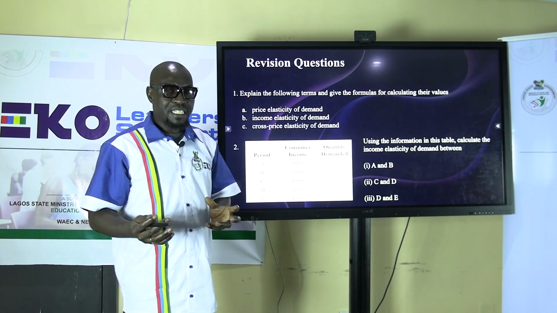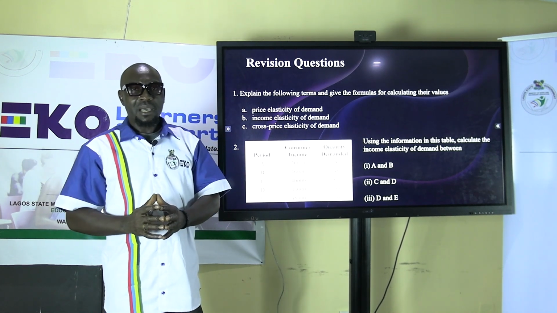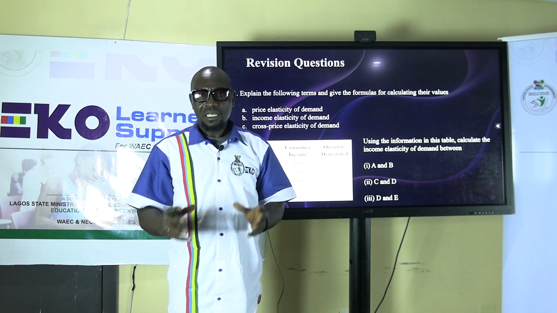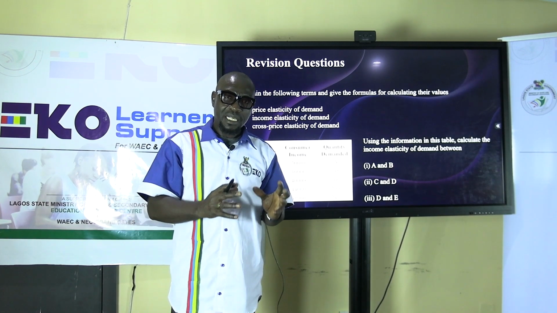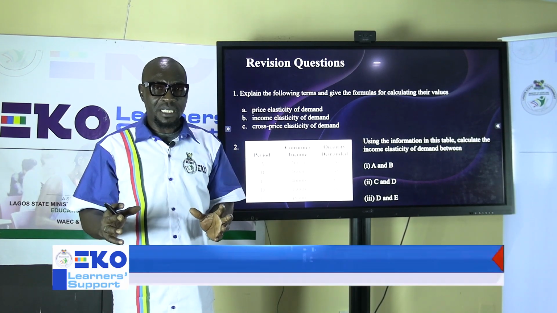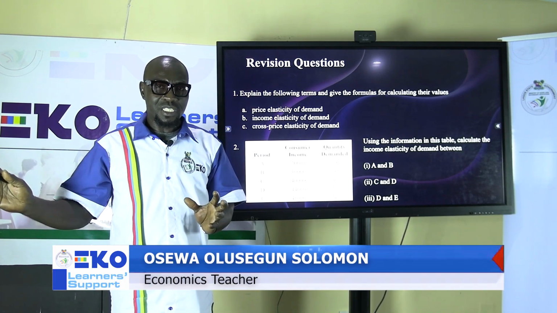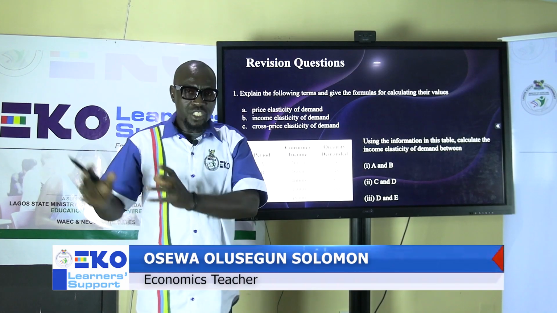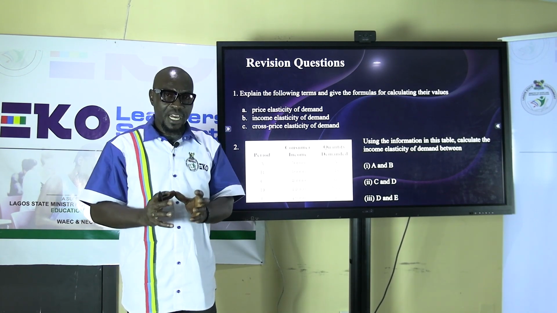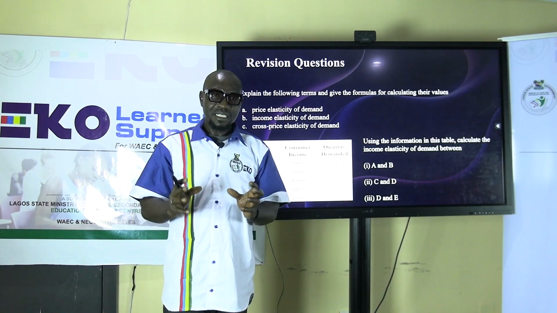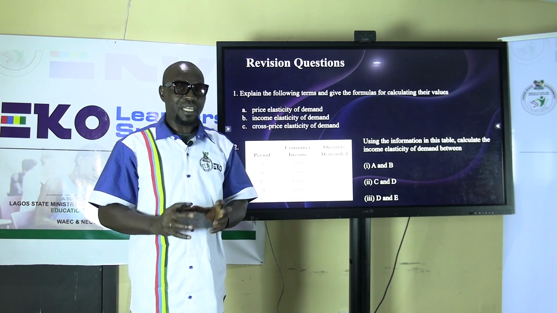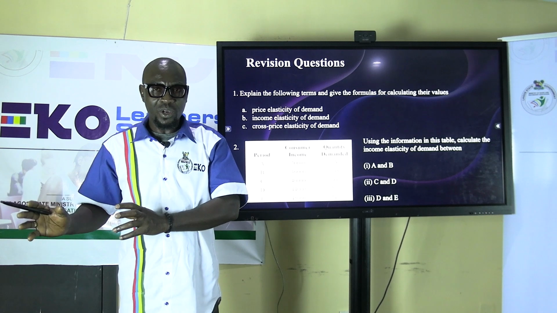And very simply, it can be calculated by getting the difference between the quantities demanded, the original quantity demanded minus the new quantity demanded divided by the original quantity demanded multiplied by 100, which gives us the change in quantity demanded. And then we also calculate the change in price by getting the difference between the original price and the current price divided by the original price and also multiplied by 100.